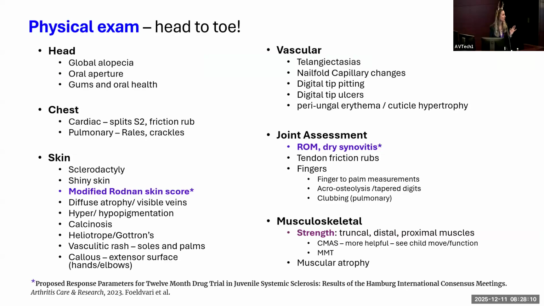I'm not going to go over this in detail in the interest of time, but for any rheumatology patient, you want to do the full head-to-toe exam. I just highlighted in blue the things that were deemed 12-month outcome measures if we have a clinical trial, but all of these things are important. And we'll go over them when we get into the different organ manifestations.